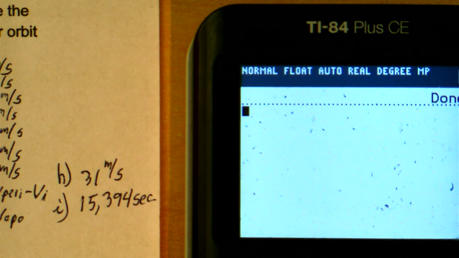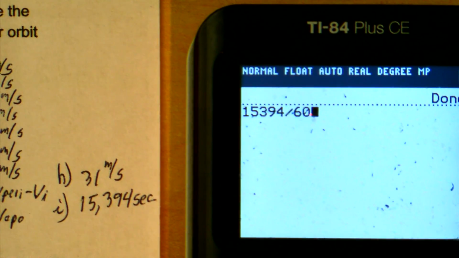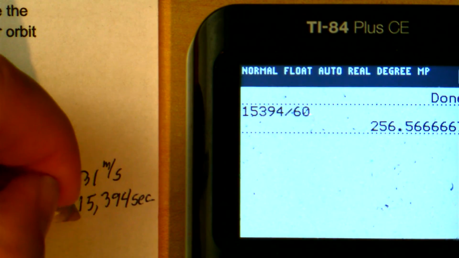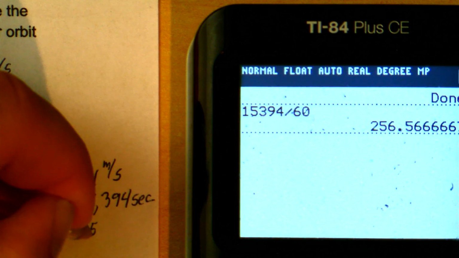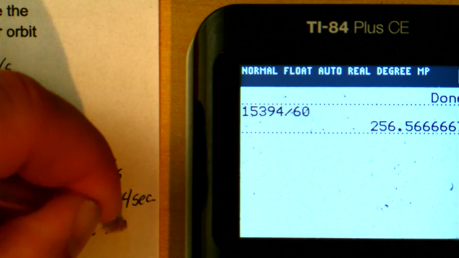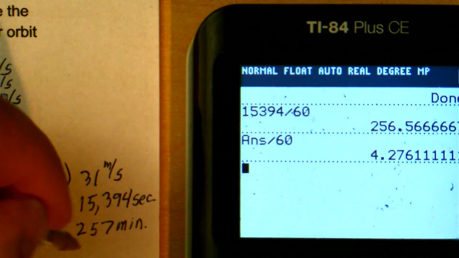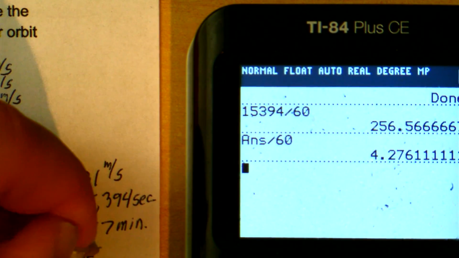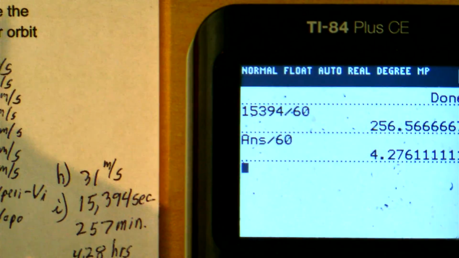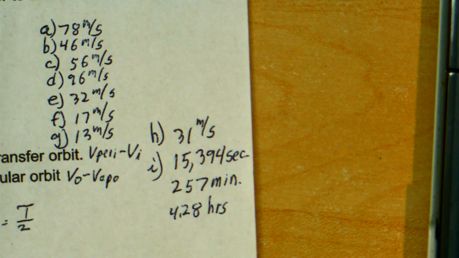Okay, so if I take that 15,394 and I divide it by 60, this corresponds to 257 minutes, which is a little over 4 hours, 4.28 hours. Ta-da! This ends the debriefing on this assignment.